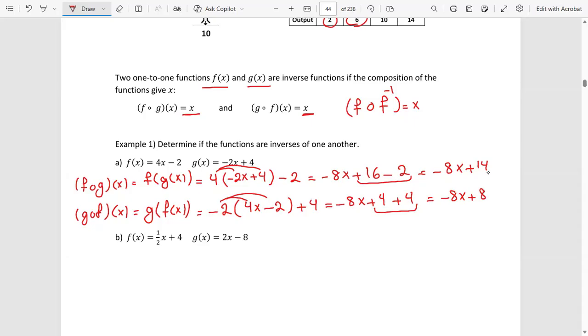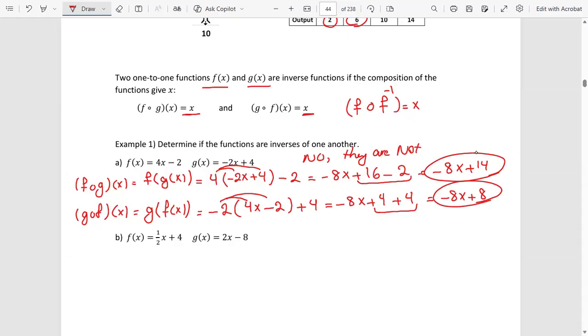So as you see, none of them is equal to x. So what does it mean? No, they are not inverses. Okay, so f and g in this example are not inverses of each other.